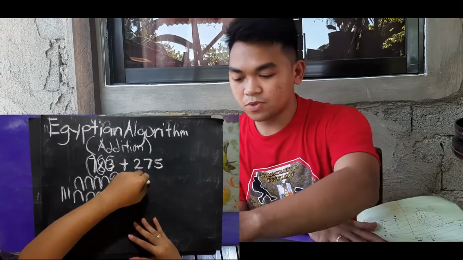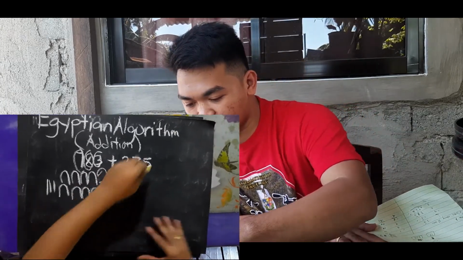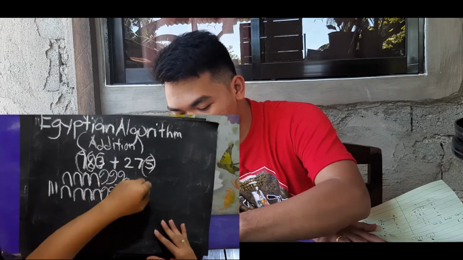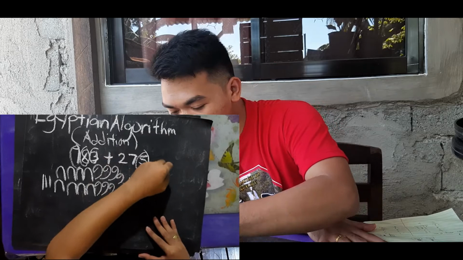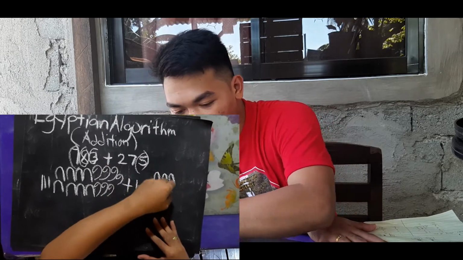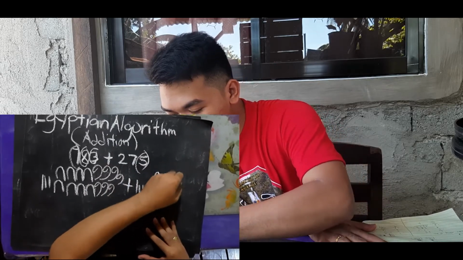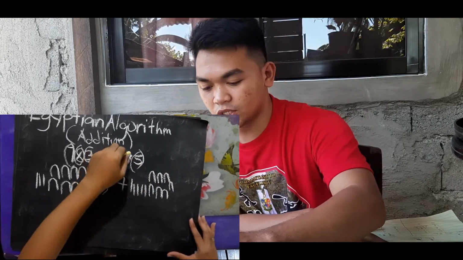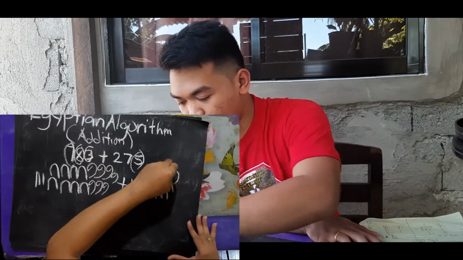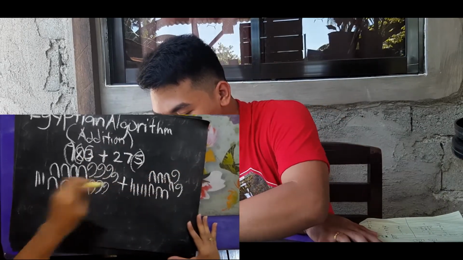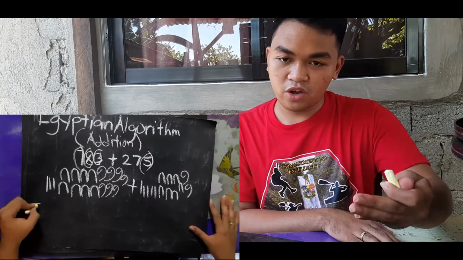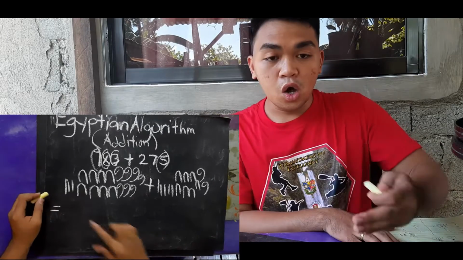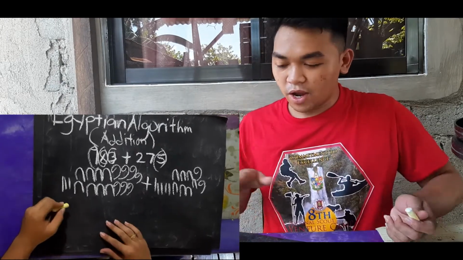Then it's the same for the other number. So let's put the ones first: 1, 2, 3, 4, 5. Then second, the tens: 1, 2, 3, 4, 5, 6, 7. Then the last is the hundreds: 2. For the result of this equation, the simplest way for the Egyptians is to combine all the symbols. So let's combine the symbols.